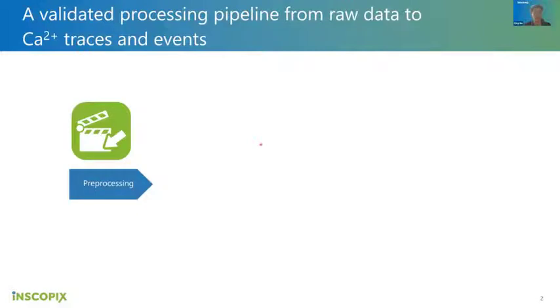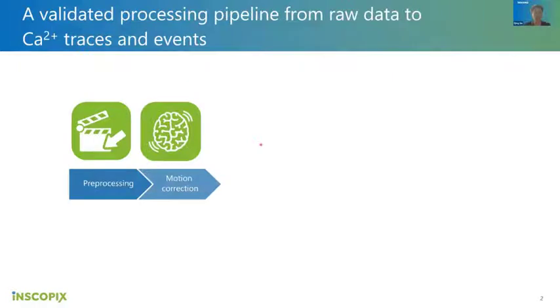The first step is to do the pre-processing to minimize the footprint of the recording, so make it manageable and the following processing fast enough. And then we typically do motion correction to stabilize the movie and then make it possible to detect cells or make it reliable to do the longitudinal registration.